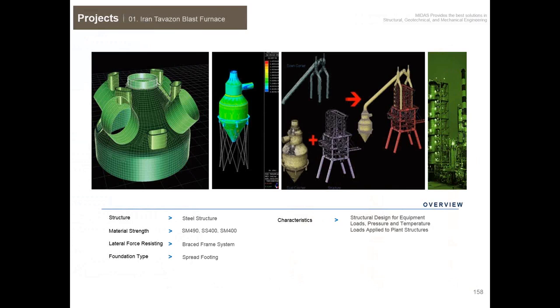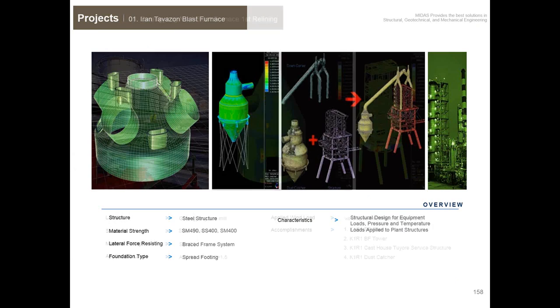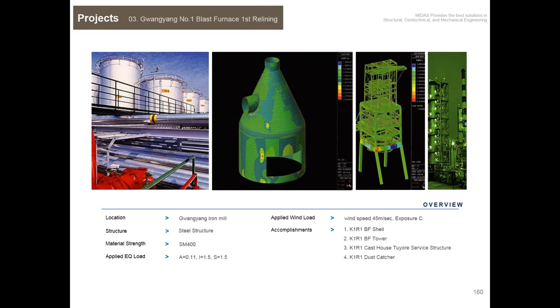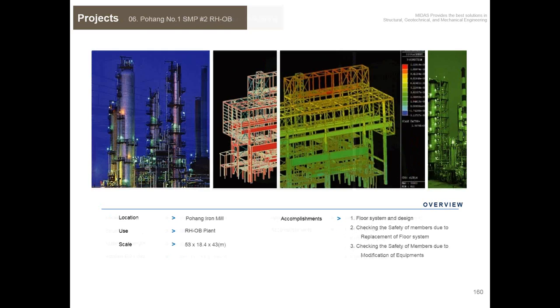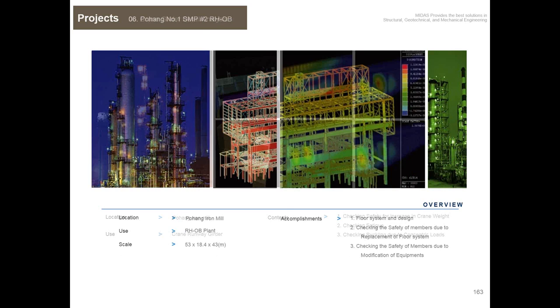But the software is not only targeted towards commercial buildings. It's also used in plants. So here we can see a blast furnace that has been analyzed in the software. So we look at all types of industrial structures as well. We have the Pohang power plant here.